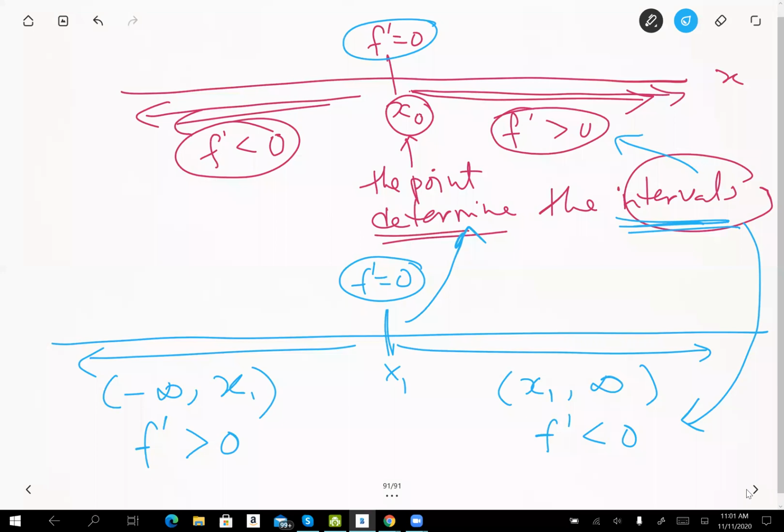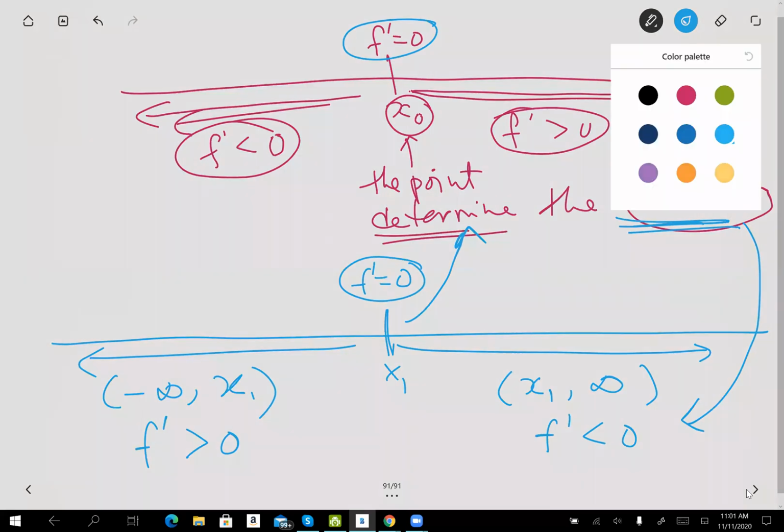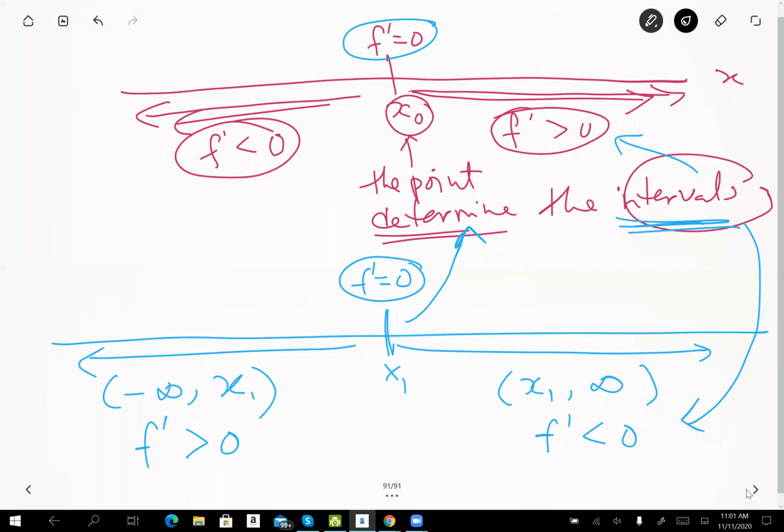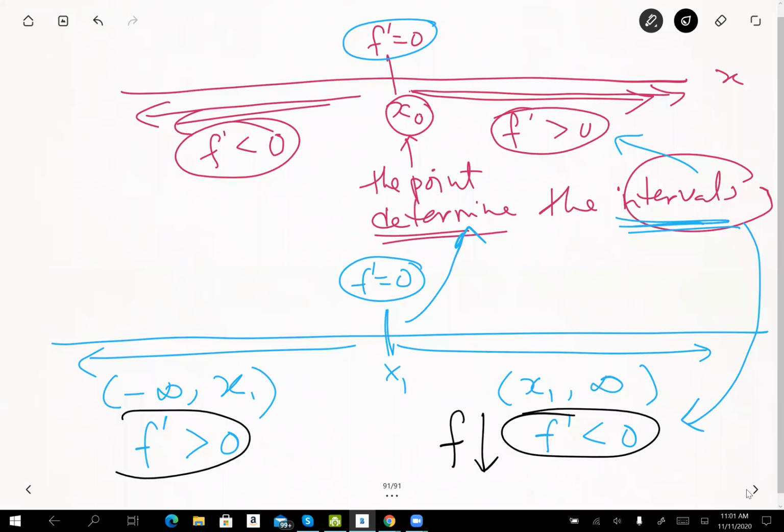So from the behavior of f prime, if f prime is negative over that interval, what can you say about the function for that interval? What can you say about the behavior of y? Increasing or decreasing? Decreasing. Okay, the function is decreasing. And f prime here is positive on the interval negative infinity to x1. What can you say about the function? Going up or going down? Going up. The function is increasing.